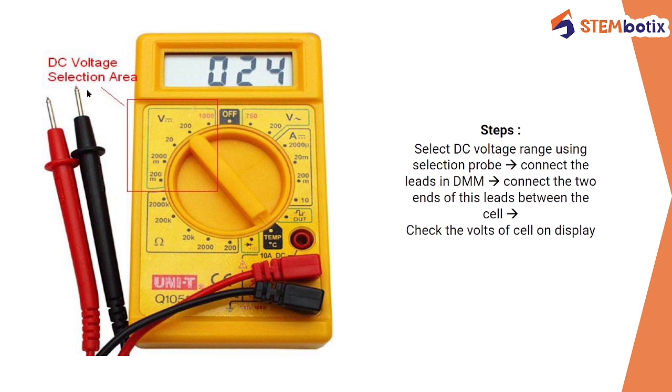This red represents positive, this black or common represents negative. So always place your cell with the positive terminal over here and the negative terminal of your cell over here. Place the cell in between and check the volts of the cell on the display, and you will get the output as 9.